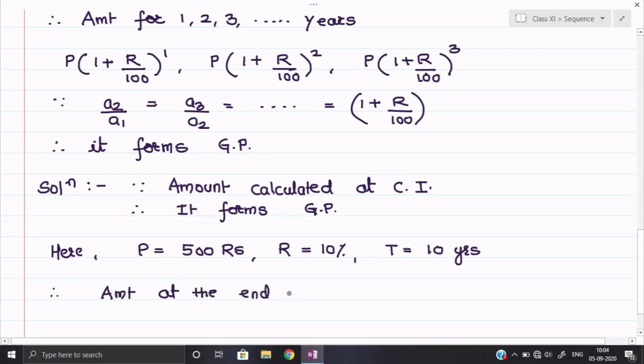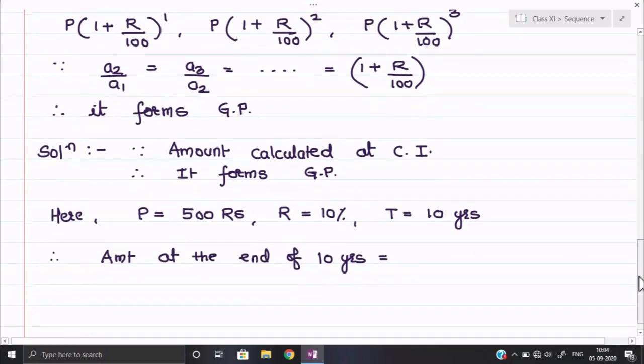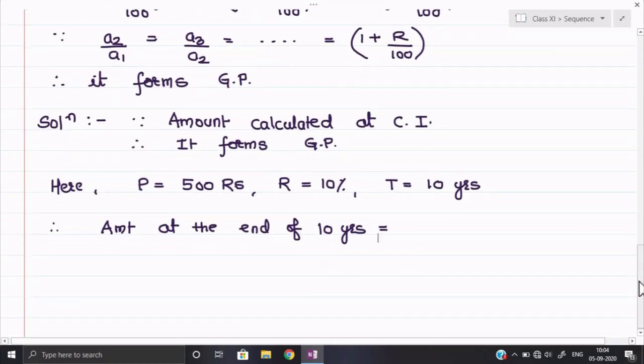The question is simple, end of 10 years, but the conclusion whatever we have drawn, that takes time. It is only to satisfy you how the GP is going to form, otherwise the confusion can be there about how directly we have applied the formula of compound interest. Now see how we can find out. First of all, the value of R here is 1 plus R upon 100. That you need to remember. And the principal is given here as 500.